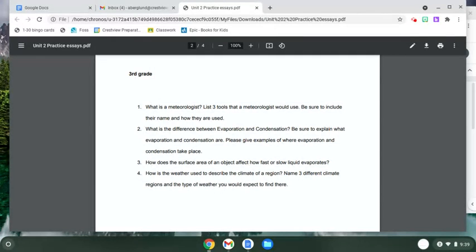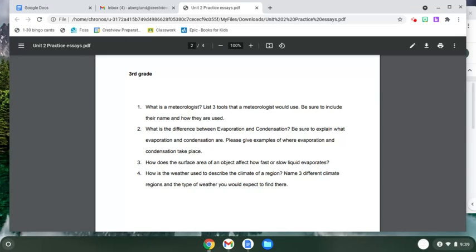Question number 3. How does the surface area of an object affect how fast or slow liquid evaporates? All right, so think back to our investigation. Again, this is open notes, so answer this question. How does the surface area of an object affect how fast or slow liquid evaporates? So you're going to have to understand what surface area is and what evaporation is.